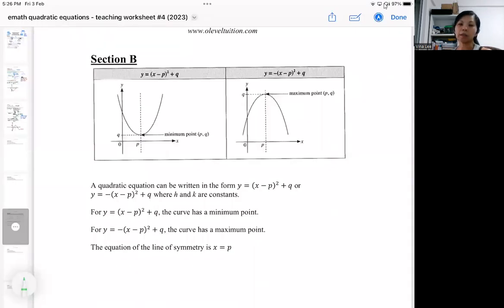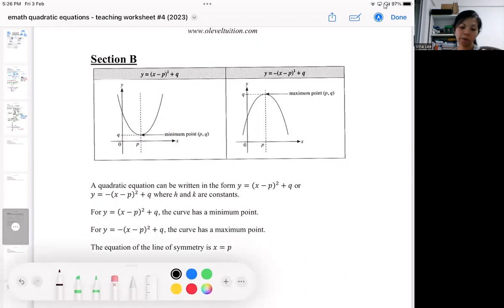So this is the second section for the sketch. We are looking at the completed square format. In this section, I will assume that they already completed the square for you. If something has been completed square for you, you must be able to tell whether it is a smile or a sad face graph.